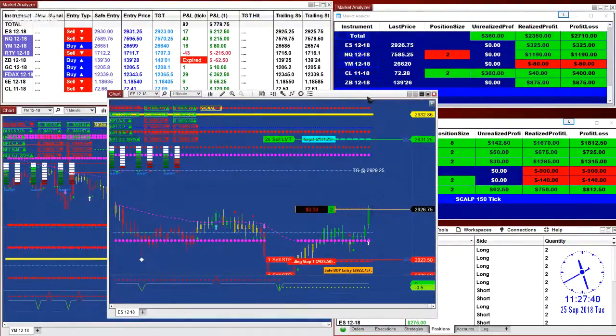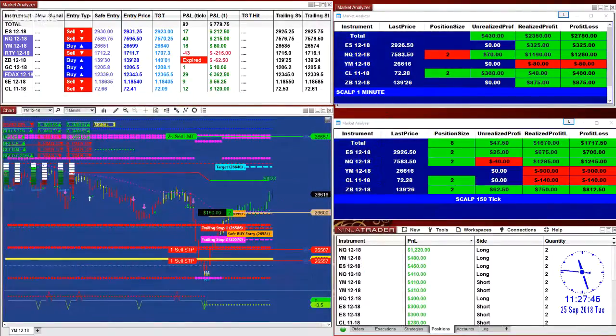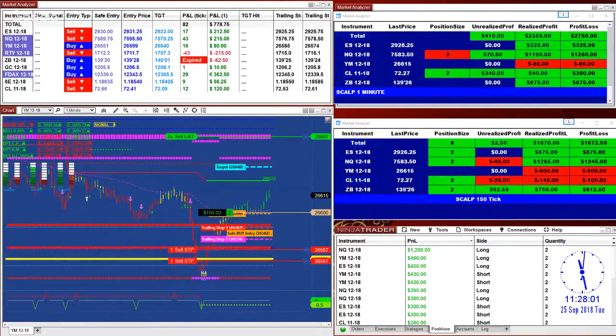So 26.75 is your entry on the ES, and we are waiting on the Nasdaq actually. What a day! We have a long trade for 12:30 on the Nasdaq. Where is that?